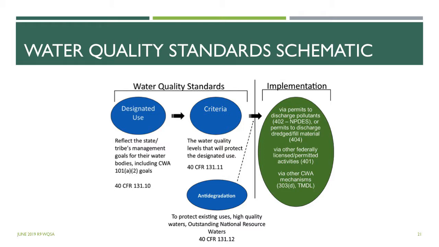Some other ways that water quality standards are implemented is through Clean Water Act Section 404, dredge and fill permits. Those are usually done by the Army Corps. Any other federally licensed or permitted activities would be covered under Section 401 certifications, where states and tribes can certify whether or not any federal permit is actually meeting their standards. And again, you'll have a whole module on that.